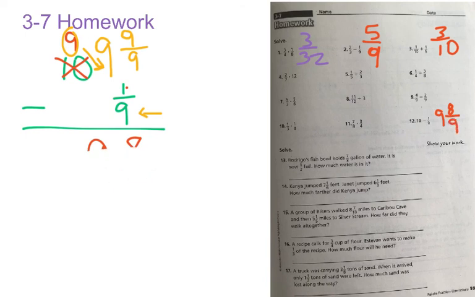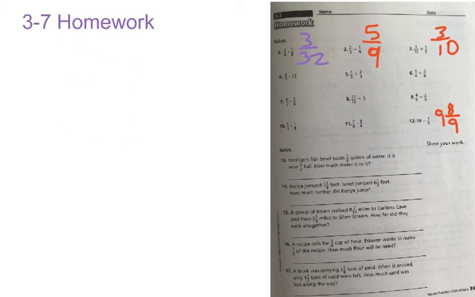You have 5 story problems that you're going to work on today. And number 13 we will complete together for practice. Number 13 reads, Rodrigo's fishbowl holds 7/8 gallon of water. It is now half full. How much water is in it?